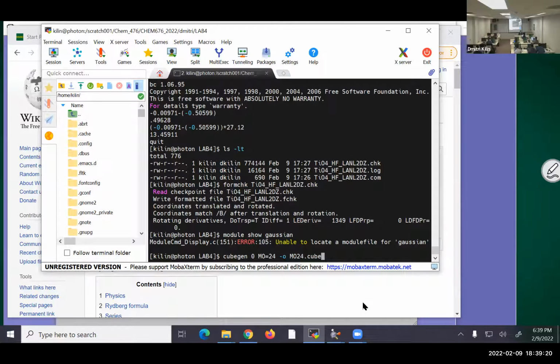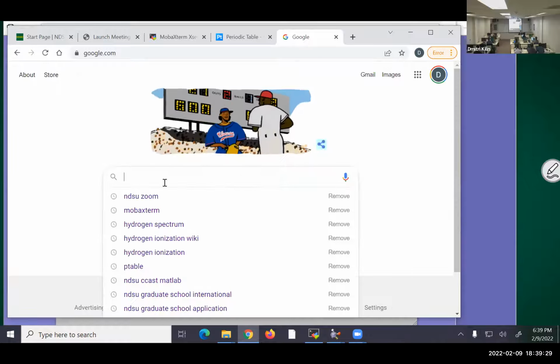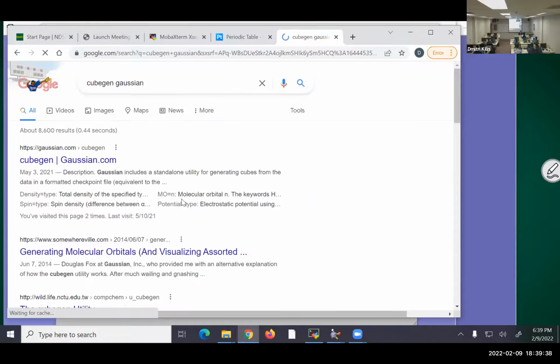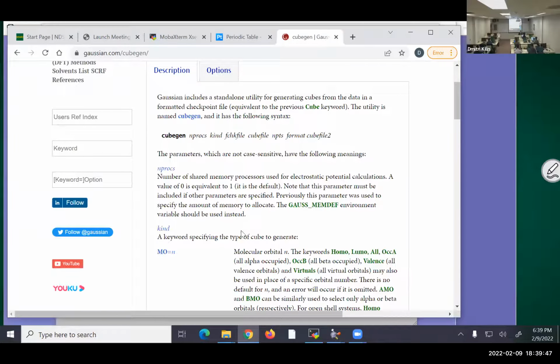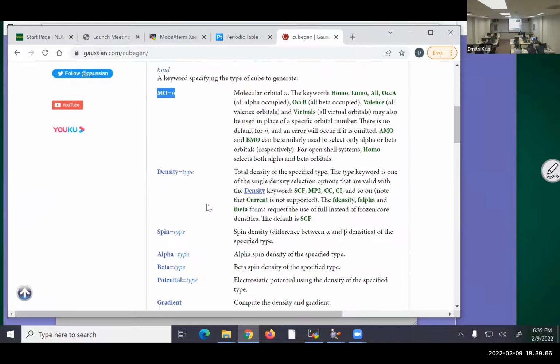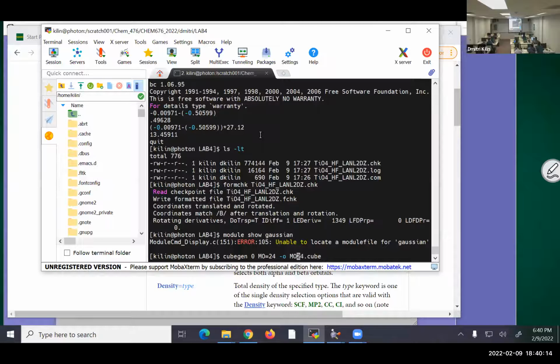If I'm not sure that I reproduce the syntax correctly, I can go into the search engine and ask cubegen Gaussian. So there is a manual directory on the Gaussian website. And you see what we did, cubegen, number of processors, like 1 or 0, then MO equals N. And then after, we can just give the name. We also need to give the name of the check file and then the output file. So I think I missed giving the name of the check file. So ttm.fchk. Let's try if this will work.